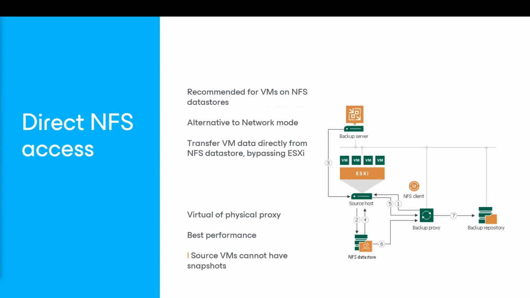Next, direct NFS access. Direct NFS access is recommended for VMs on NFS data stores, right? It says so in the name. And it provides an alternative for network mode. Supported are NFS 3 and 4.1, right? In this case, the backup proxy that is used must have access to the NFS data store or data stores. And just as with direct SAN access, it bypasses the ESXi. It does go over the LAN, just uses TCP/IP, but it bypasses the ESXi host, so it gives the best performance in terms of NFS backup.